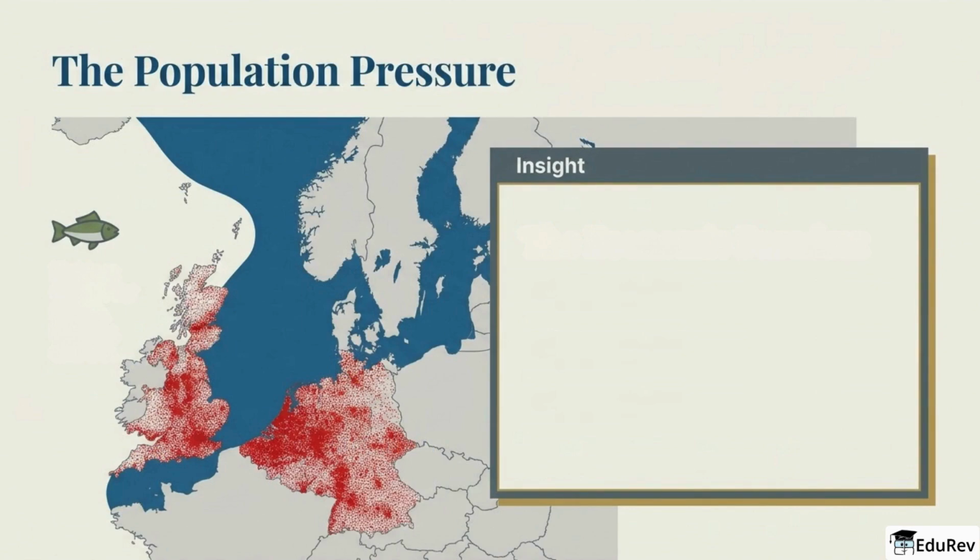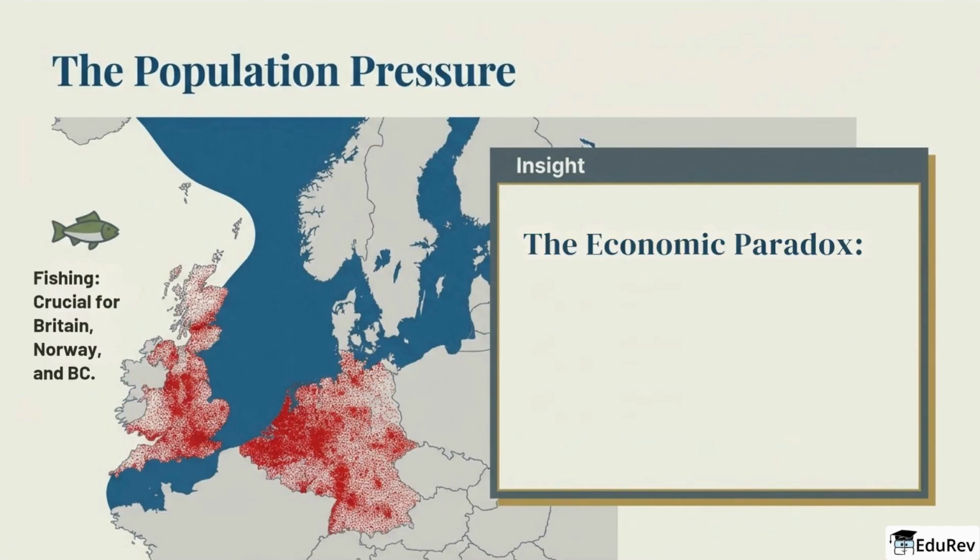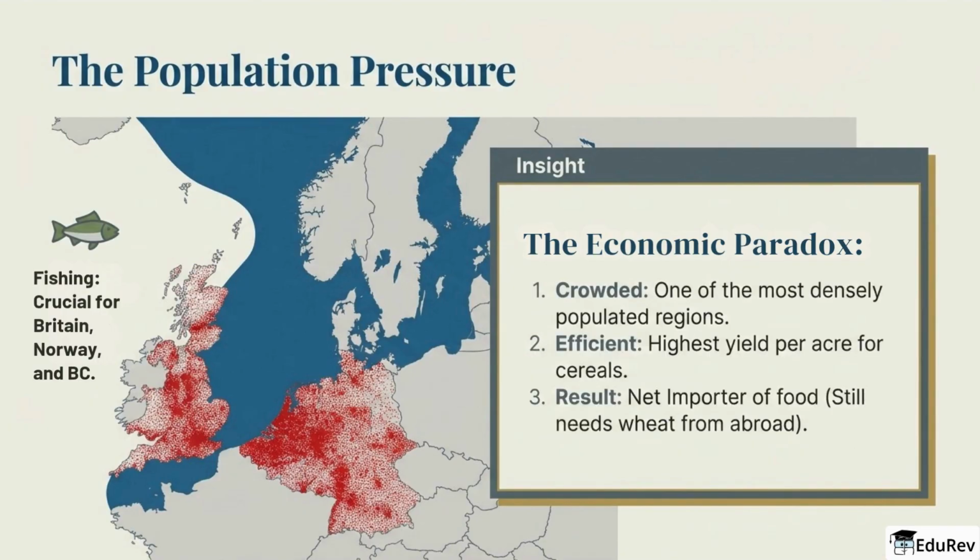Now look at the human pressure on this climate belt. This is one of the most densely populated regions in the world. Fishing is also crucial, especially for Britain, Norway, and British Columbia. And now the economic paradox. This region is crowded, highly efficient, and still often a net importer of food. Why? Because population density and industrial concentration are so high that even very productive agriculture is not always enough. That is why the slide's logic matters. High yield per acre does not automatically mean food surplus.